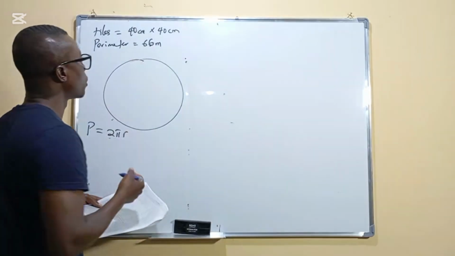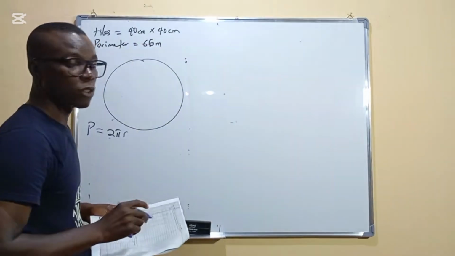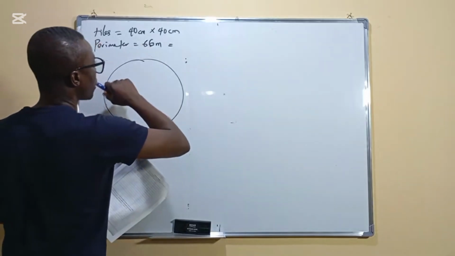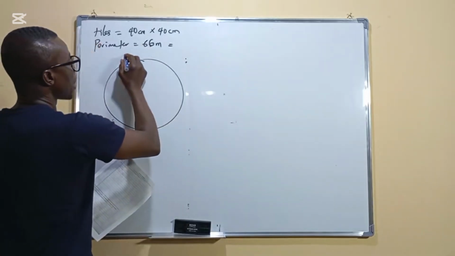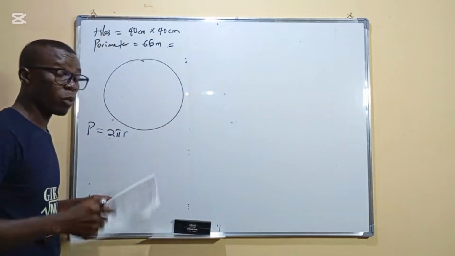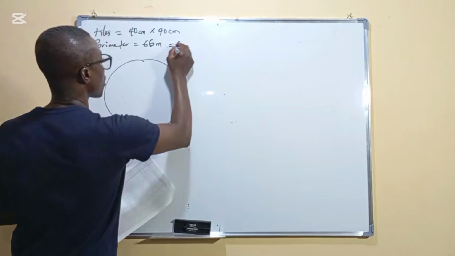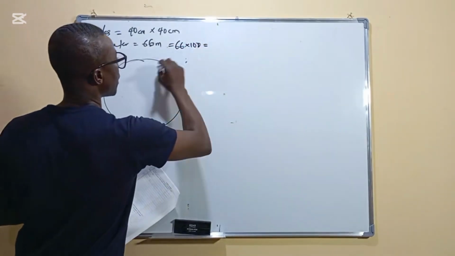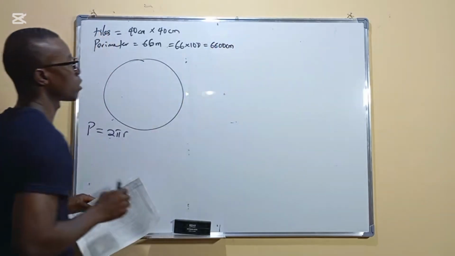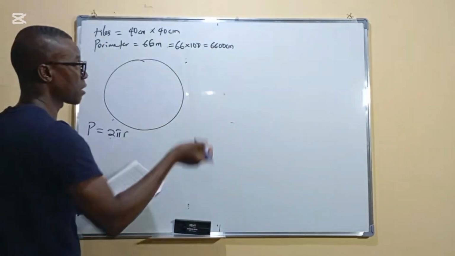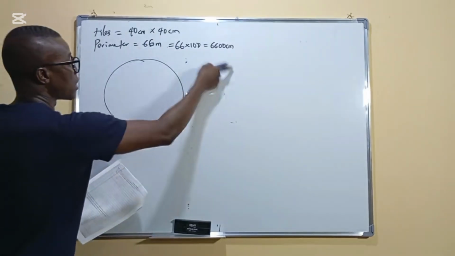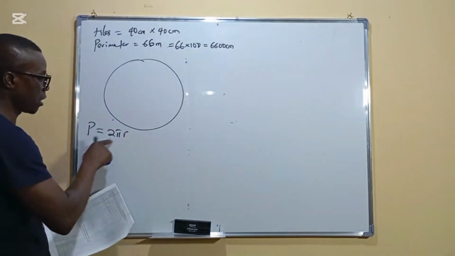So maybe I should just work with the 66, and then I'm going to change this to centimeter. Remember that we have that 100 centimeter make 1 meter. So this becomes 66 times 100, and this becomes 6600 centimeter. So that's the perimeter. Now I've done the conversion. As I said, you can either convert this to meters, or you can convert this to centimeter and use it alongside with this.